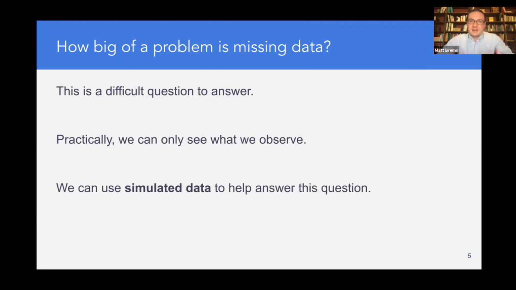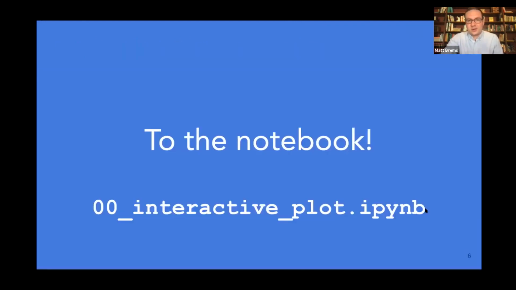But that kind of begs the question. If there's a missing data point, we don't really understand how big of a problem that one missing data point is, or those two, or those three, or those four, because it's missing. So we can try and estimate how big of a problem that is. But realistically, one of the ways that we can try and answer this is to use simulated data. And at this point, I'm going to move over to the Jupyter Notebook, where we're going to be able to see this in action.